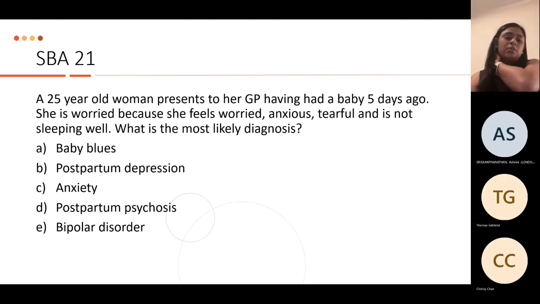The next one's a 25-year-old woman who's presented to the GP feeling anxious, worried, tearful, and she's not sleeping well 5 days after having delivered her baby. What's the most likely diagnosis?